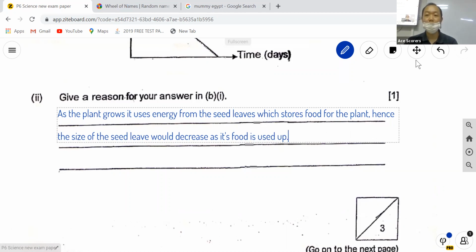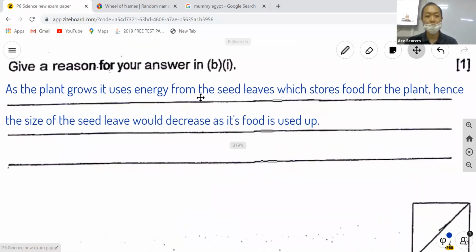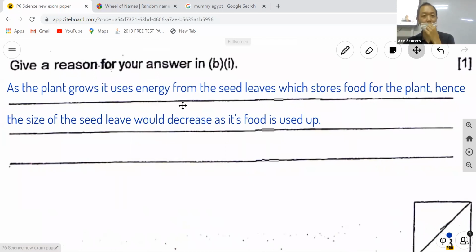Okay, just a simple one mark, right? You see, there are several ways to answer this, right? You can say that because the seed leaf stores food, as it is being used up, it will become smaller and smaller, right? Easy?